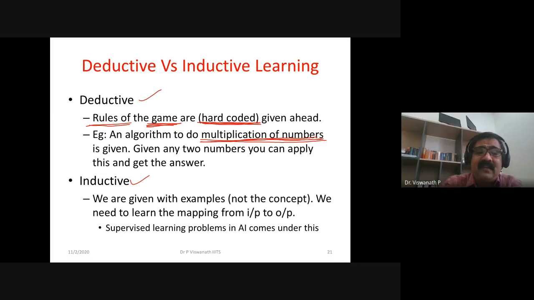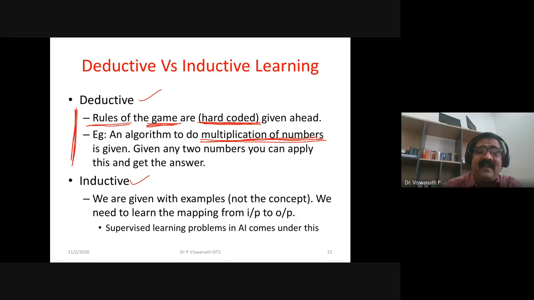So here in the deductive process, the machine will not go wrong because we are giving the rules of the game. We are giving the rules, so the machine will not go wrong, right? Multiplying two numbers, the machine will never go wrong, except in some extreme cases when we have two very big numbers or two very small numbers.